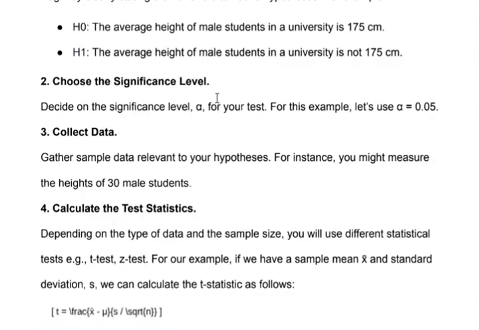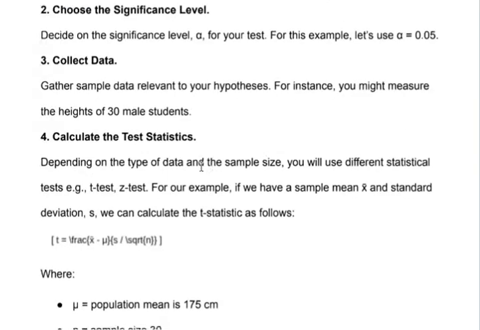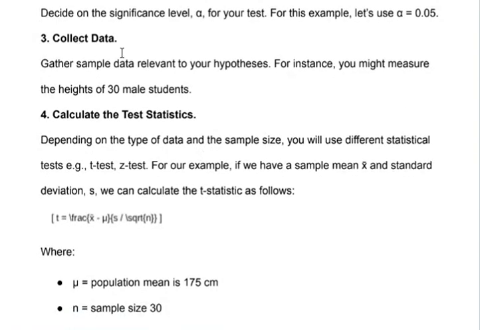2. Choose a significance level. Decide on the significance level alpha for your test. For this example, let's use alpha equals 0.05. 3. Collect data. Gather sample data relevant to your hypotheses. For instance, you might measure the heights of 30 male students.